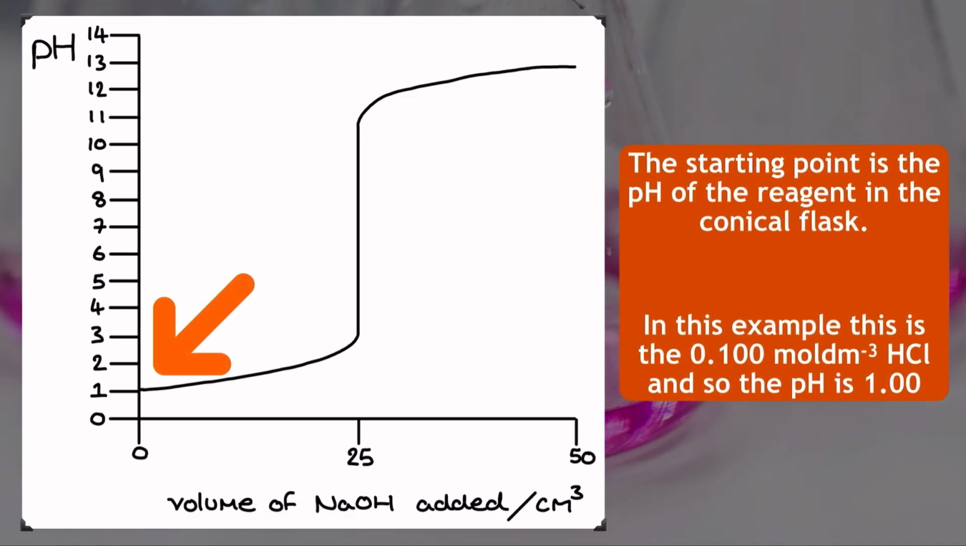First off, the starting point. Now the starting point is actually the pH of the reagent in the conical flask. Now in my scenario here, I'm using 0.1 mol dm^-3 HCl. And so because that's a strong acid, all I need to do is negative log that value, and that's going to get me the pH. And so I've chosen to start my pH here at 1 in line with the calculation.